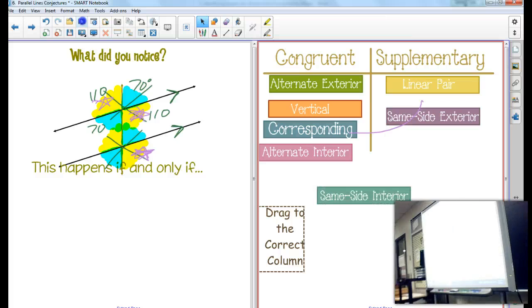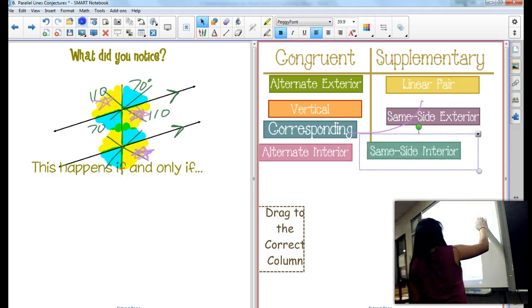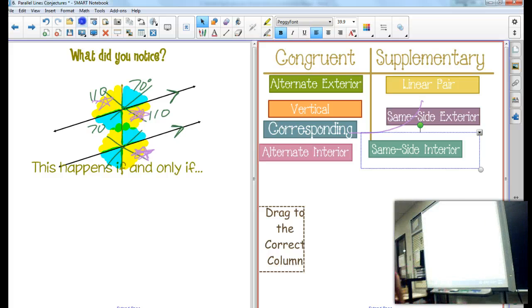See, if we didn't look at our vocab this whole weekend, then we're kind of having trouble with this. This is confusing to us if we haven't practiced with that vocab and done that homework. We don't even know what same side interior looks like or alternate exterior looks like. If we don't know what it looks like, we're in trouble. Very nice. Thank you, ma'am.